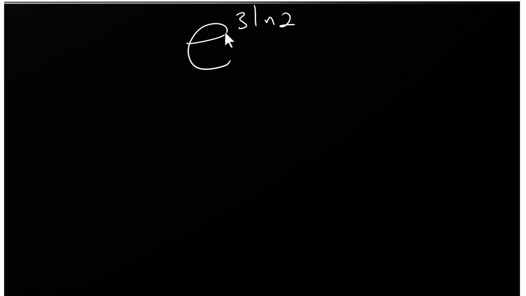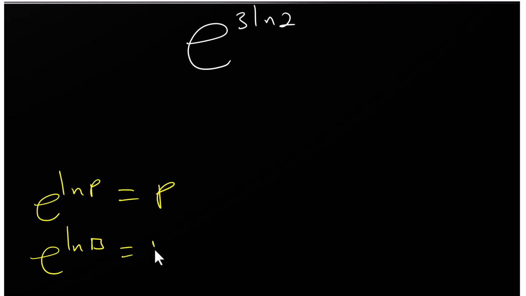Value for e raised to 3 ln of 2. Okay. Now, when we are given e raised to ln of p, the answer is p. E raised to ln of box, the answer is box. So let's put that here.